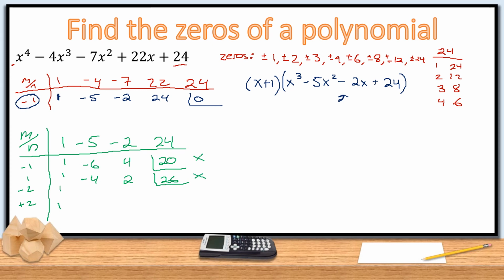I'm going to switch color here so we don't get too confused. So I'm going for the -2 now. 1 times -2 is -2. -7 minus 2 is -5 minus 2 is -7. -7 times -2 is 14. 14 minus 2 is 12. And 12 times -2 is -24, plus 24 is 0. Sweet, so we found another 0.